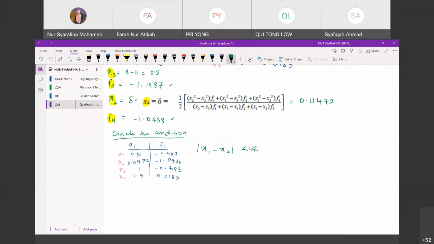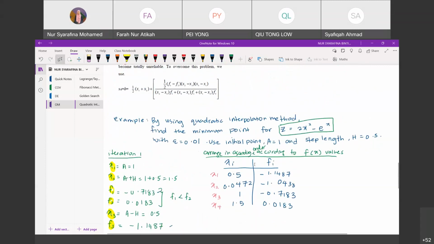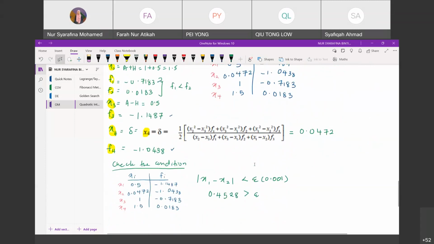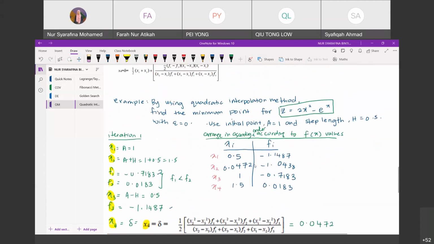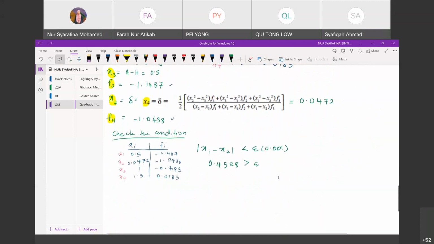0.45. Which is greater than epsilon, right? Because your epsilon is 0.001. Okay, 0.01. 0.001. Okay, so it is greater than epsilon, then you need to continue the iteration.